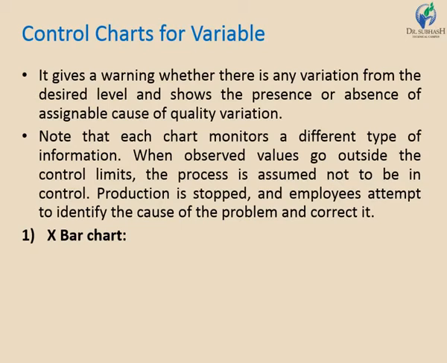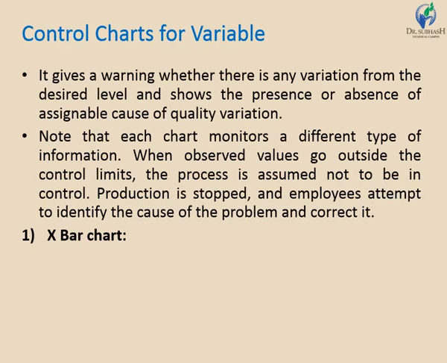Then it monitors different types of information. When the observed values go outside the control limits, the process is assumed not to be controllable. Certain control limits are set, and the parts or the production process must give quality products within that range. If it has gone outside those control limits, then the process is not controllable and production is supposed to be stopped. Then the employees are supposed to identify the problem and correct it.